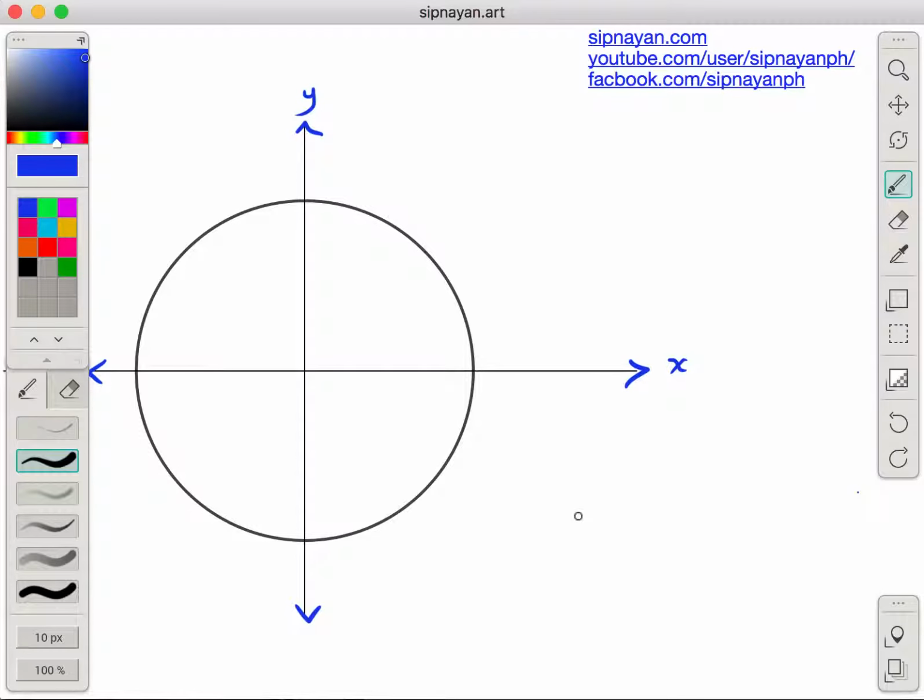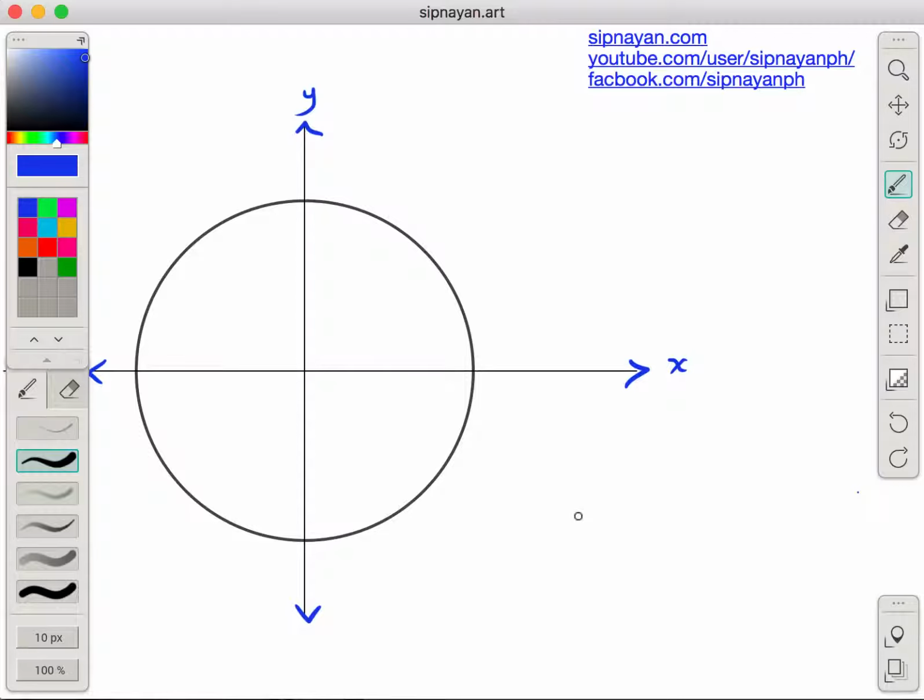In this video, tutuloy natin yung ating series on trigonometry. Kung sinusundan nyo itong series natin, na-introduce ko na sa inyo yung 6 trigonometric ratios: sine, cosine, tangent, cotangent, secant, tsaka cosecant. So in this video, pag-aaralan natin yung unit circle and we'll see the relationship between the unit circle, the triangle, and the 6 trigonometric ratios.